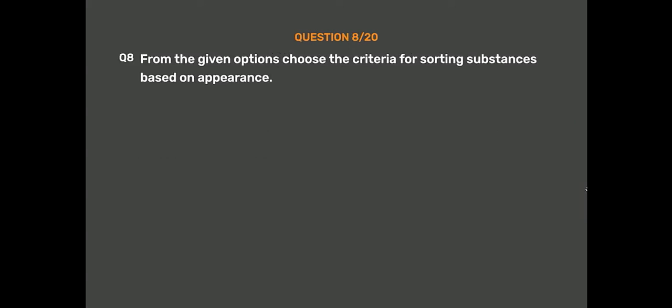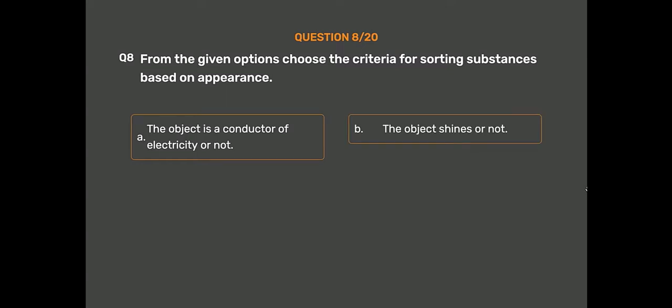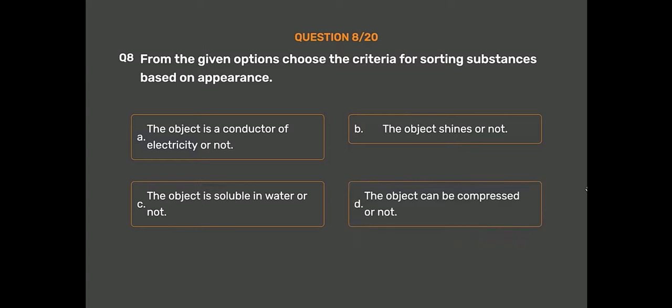Question number 8. From the given options, choose the criteria for sorting substances based on appearance. Option A. The object is a conductor of electricity or not. Option B. The object shines or not. Option C. The object is soluble in water or not. Option D. The object can be compressed or not. The correct answer is option B. The object shines or not.